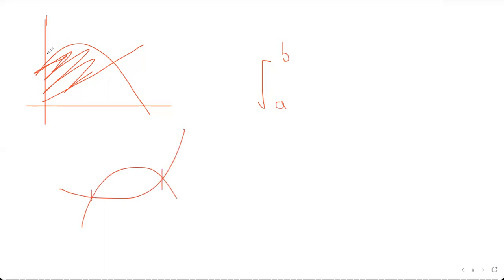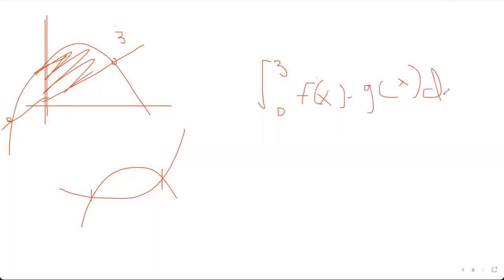In this case, let's say it's always in the first quadrant, and you know this intersection point is at 3. You would say 0 is the bottom bound, and 3 is the top bound because that's an intersection point. If it went beyond that, you can probably figure out that the other intersection point was -1. And then you do the top function, in this case f of x, minus the bottom function g of x dx.